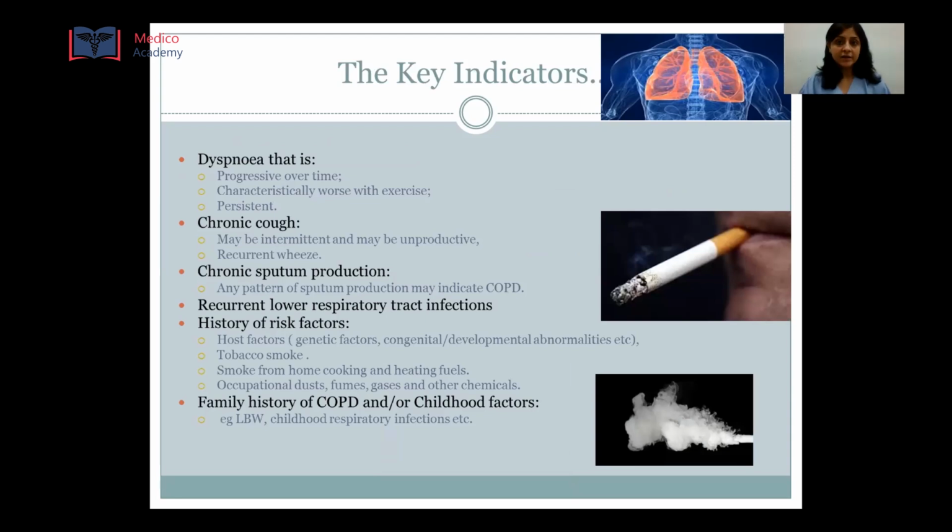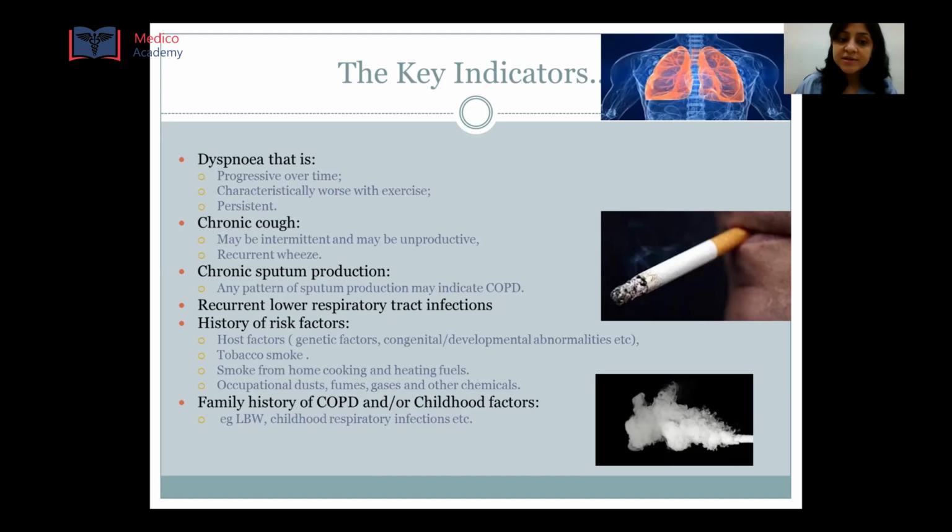So the key indicators for COPD: dyspnea, which is progressive over time, which will characteristically get worse with any exertion or exercise, which is persistent. Chronic cough, which may be intermittent, may be unproductive, may be associated with recurrent wheeze. Chronic sputum production. Now the sputum can have any pattern, and any pattern will indicate COPD. Recurrent lower respiratory tract infection.